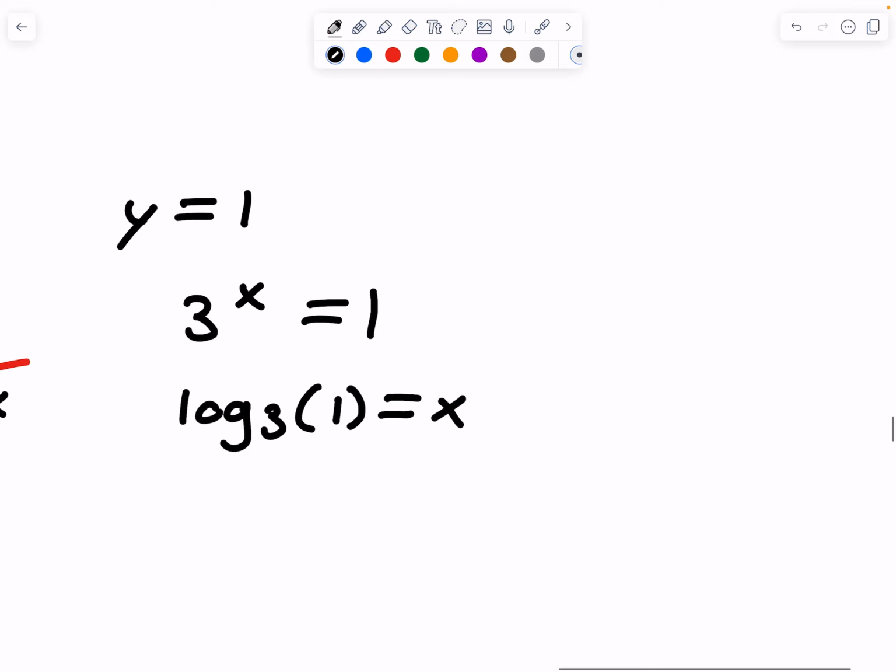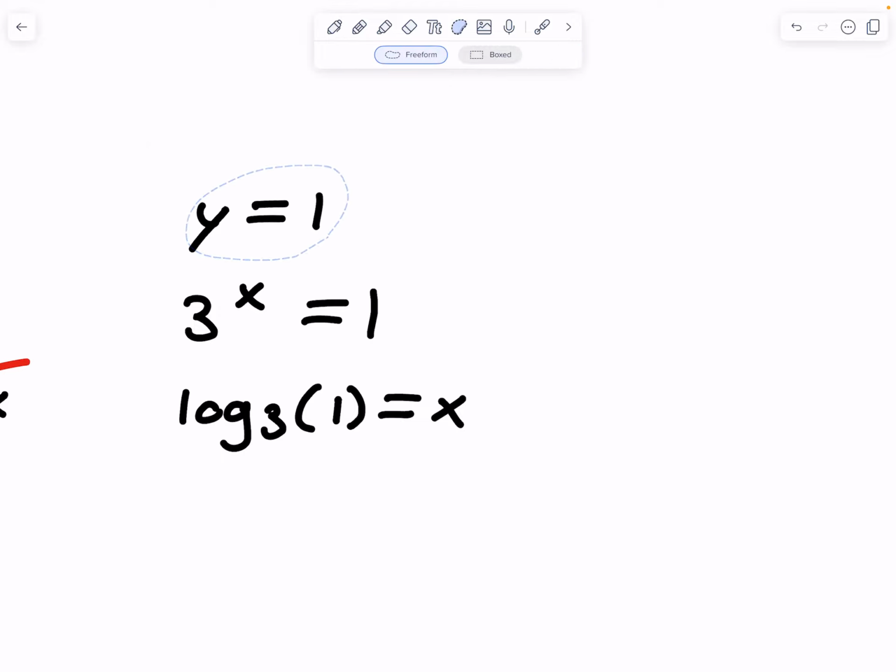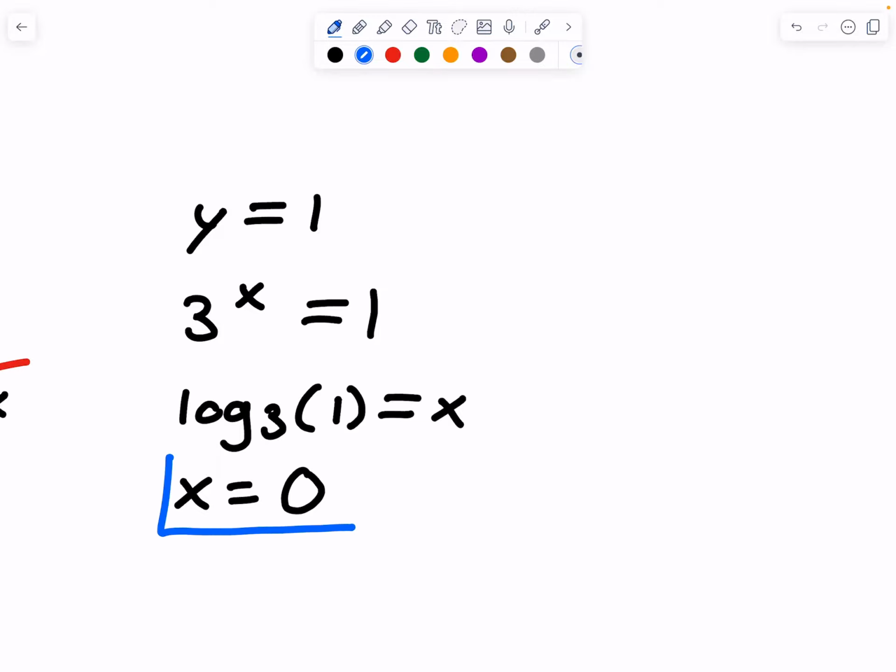But over here, if I asked you, what power do you have to raise 3 to in order to get 1? You might be able to answer the power of 0. So in this equation, x is equal to 0. And it is the only valid answer.